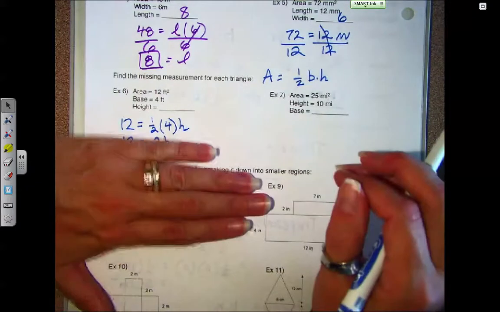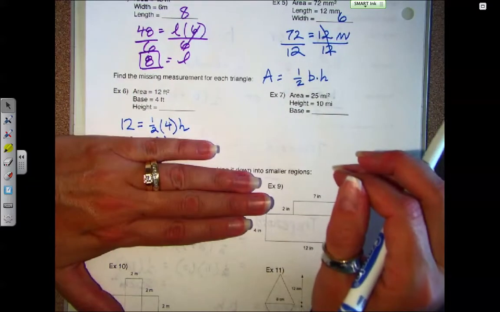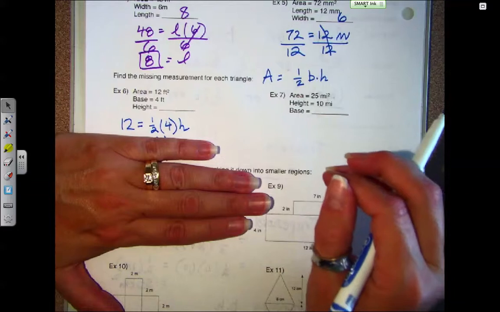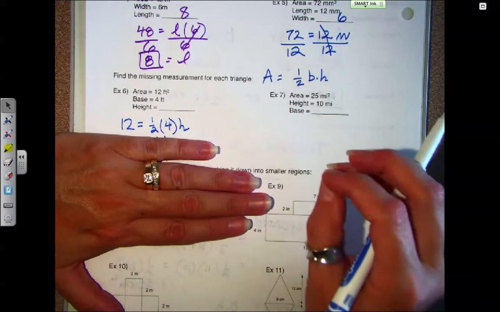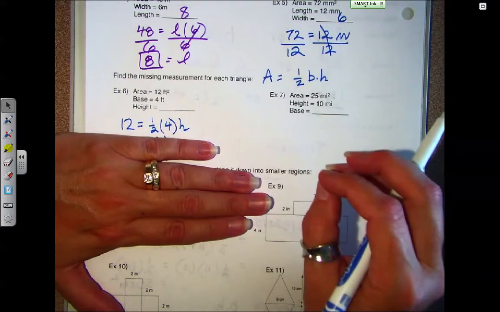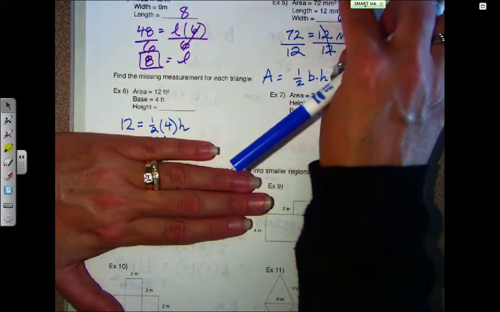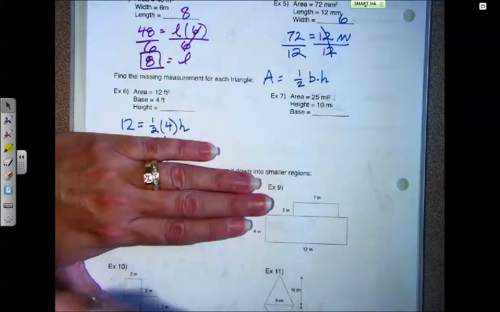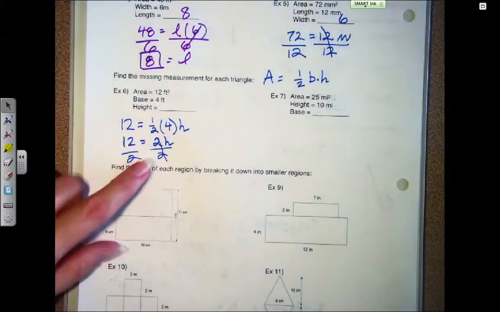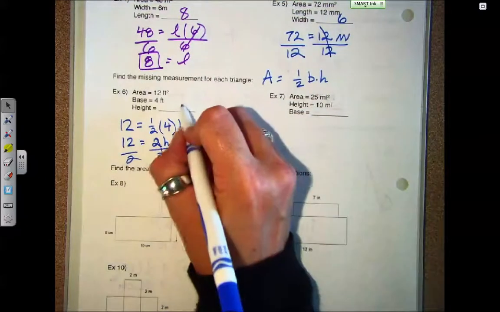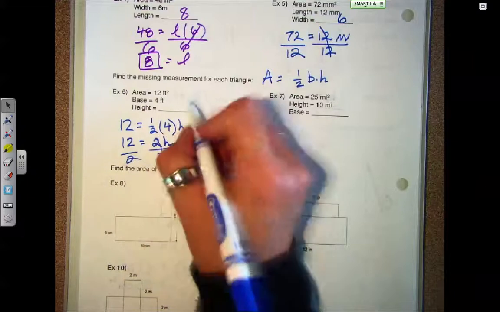When you were first filling in all of the numbers, what did you think the height was before we actually went through the example? 3. And that's common because you're still thinking of the area up here, and you're thinking 4 times 3 is going to give me 12. But because we have a triangle, it's going to be a little bit more, okay? So our height is 12 divided by 2, which is what?